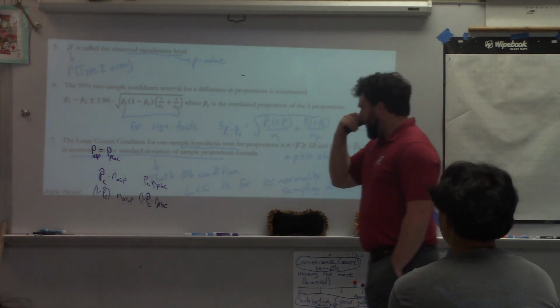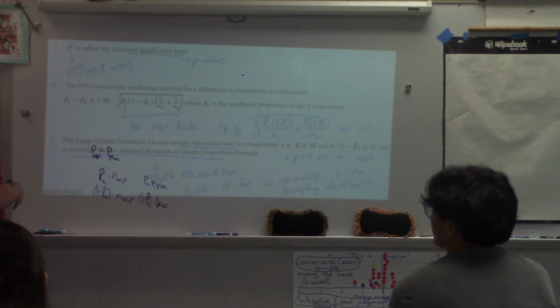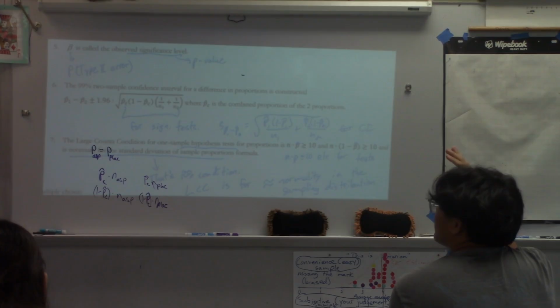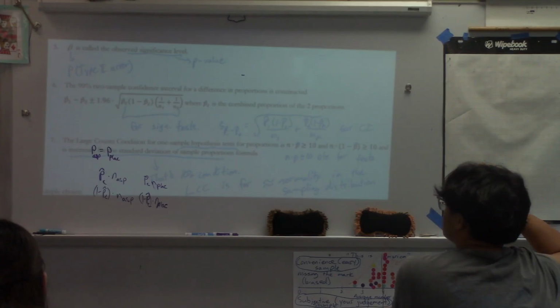So number 5, even if I had y'all do true false, I wouldn't have had you worry about this one, but it is important to note. A lot of people would think the observed significance level is our alpha.